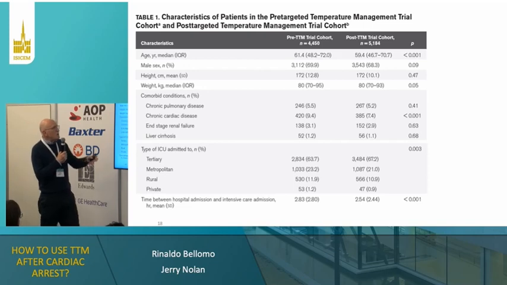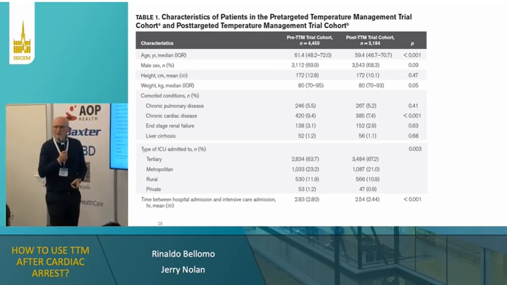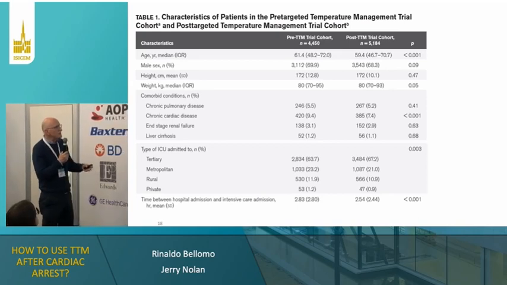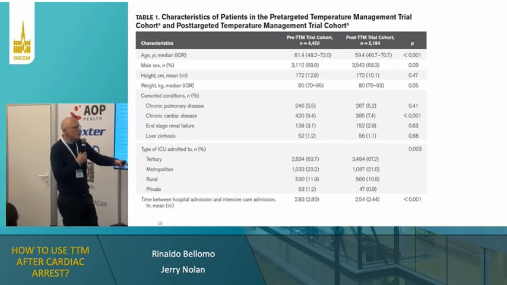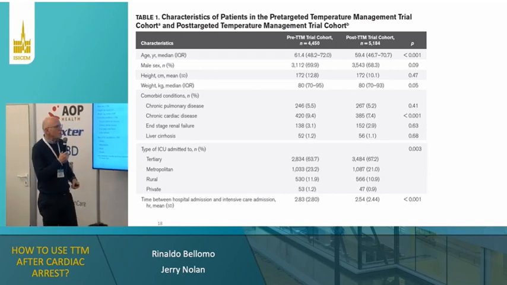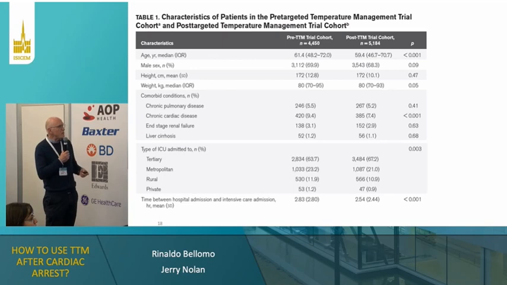So this is before TTM1, and this is the cohort after TTM1. And you can see there are some differences. There are some differences in age, the population of patients being a little bit younger. The proportion of patients admitted to a tertiary institution was a little bit bigger. So there are some differences in the characteristics of these patients, but broadly, there was quite a degree of comparability.